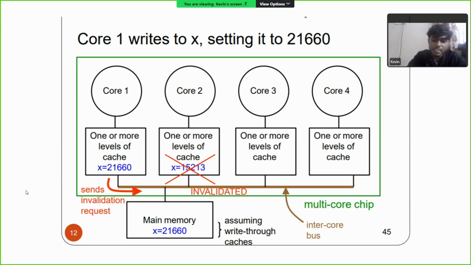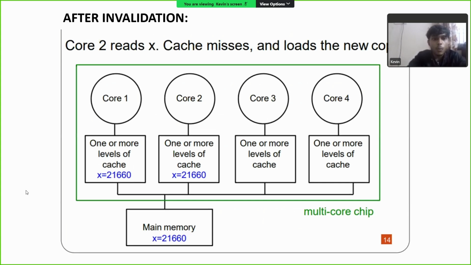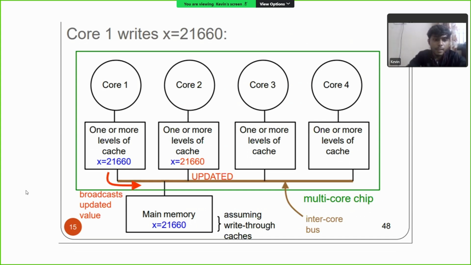So it should invalidate that value and then change it. There are two methods to change it. One method is that core 2 could read the data again from the main memory and change the value in its cache memory. The other method is to broadcast the value in the cache memory of core 1 to the cache memory of core 2. This is another method to change its value.